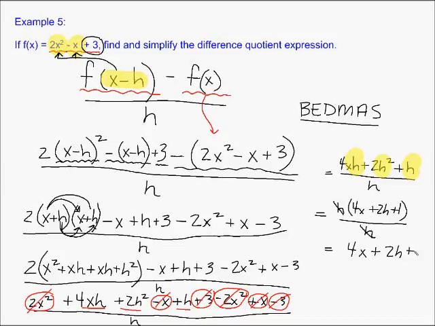leaving me with 4x plus 2h plus 1. And that is my difference quotient. I'll show you another example.